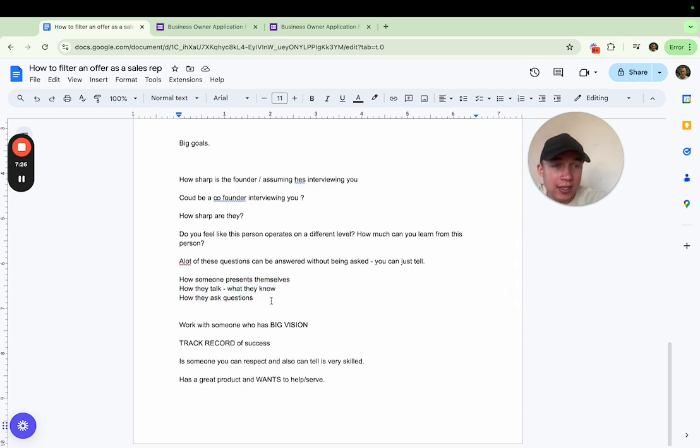Work with someone who's high level, who has high standards, especially if you want to make not only more money, but also level up as a person, right? Work with someone who of course has big vision, a track record of success, is someone you can respect, but you can also tell is very skilled and really knows what they're doing.